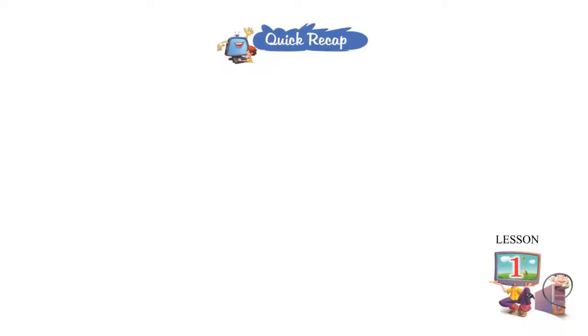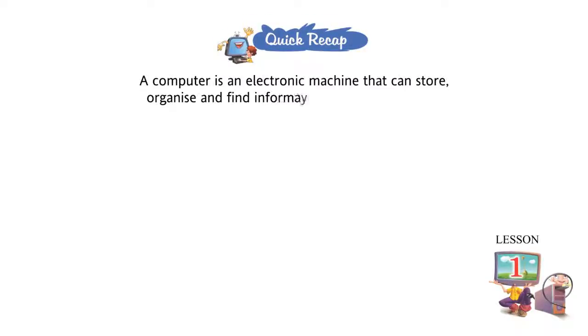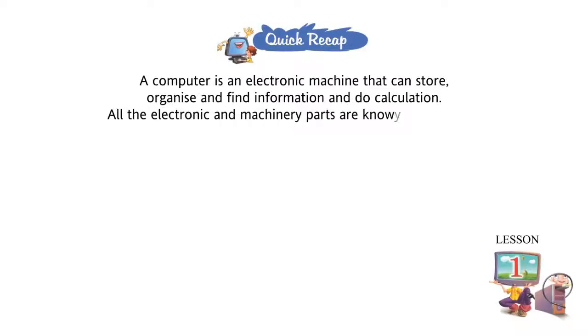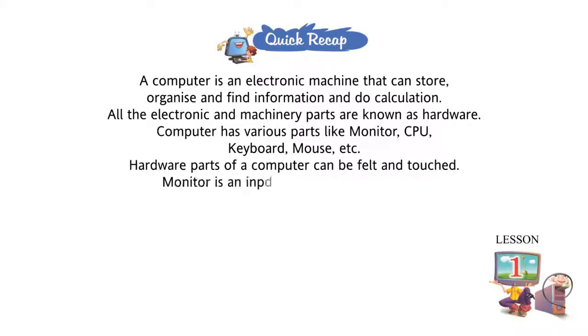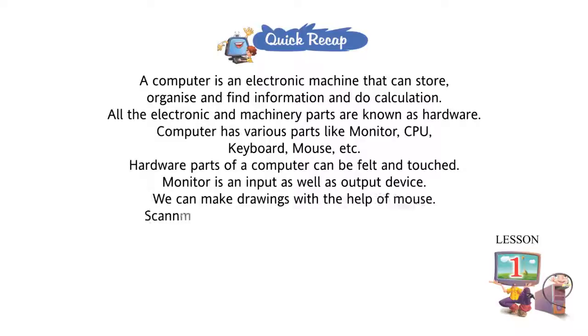Quick recap. A computer is an electronic machine that can store, organize and find information and do calculation. All the electronic and machinery parts are known as hardware. Computer has various parts like monitor, CPU, keyboard, mouse, etc. Hardware parts of a computer can be felt and touched.